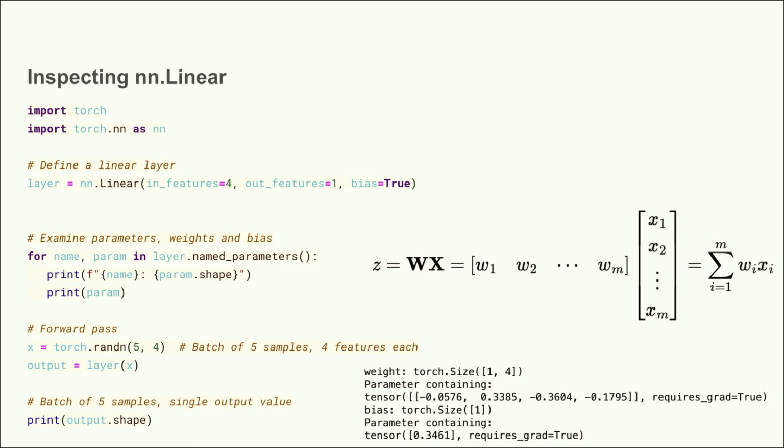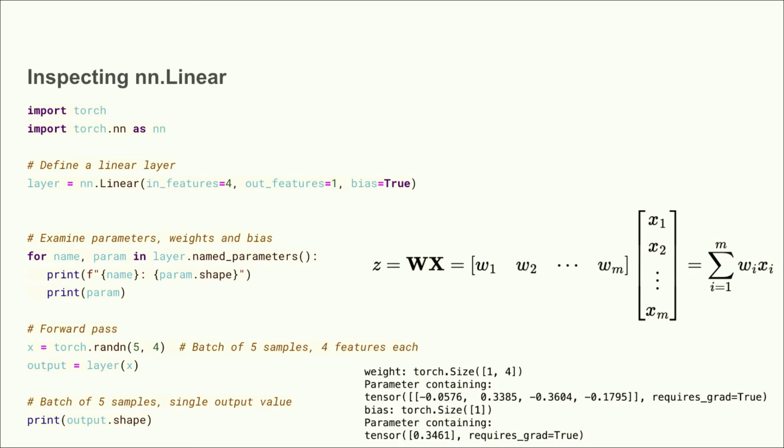We're going to have as many bias terms as we have output units. So if we have 1 output unit, we're going to have 1 bias term. Take a look at the shape. The weight matrix shape is 1, 4: 1 output feature and 4 input features. The bias vector has a shape of 1, matching the output features, and the right side equation shows the matrix multiplication operation.